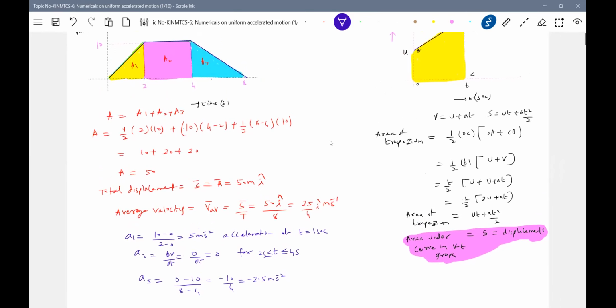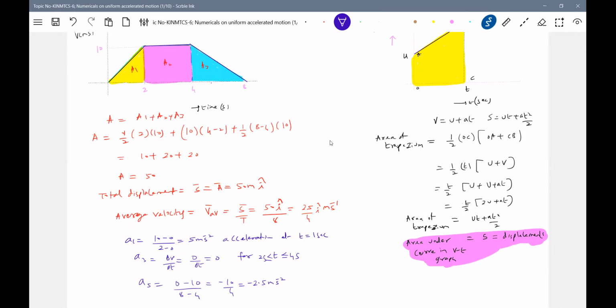I think I'm displaying everything. See it once. From the VT graph, rather than explaining theoretically, I just took a numerical and explained all the concepts. From the VT graph, what all can you find out? Area under the curve in a VT graph will give displacement. If you know displacement, you'll get average velocity. You can also get the distance covered. You'll get acceleration also. You can also calculate average acceleration. So from the VT graph, what all can we determine?